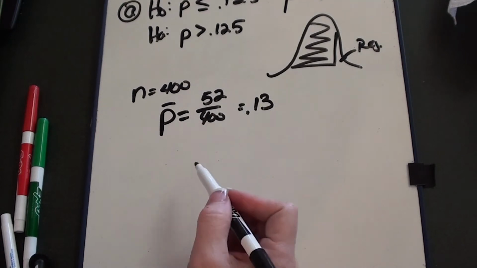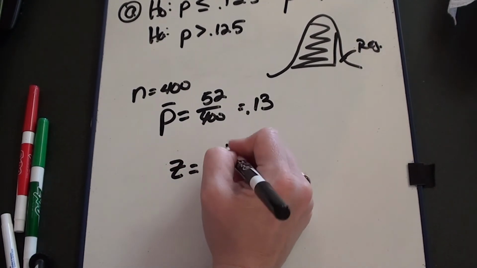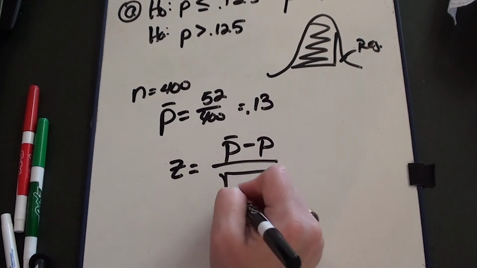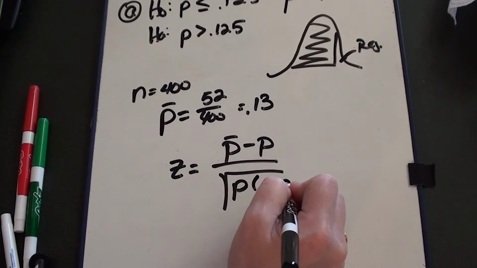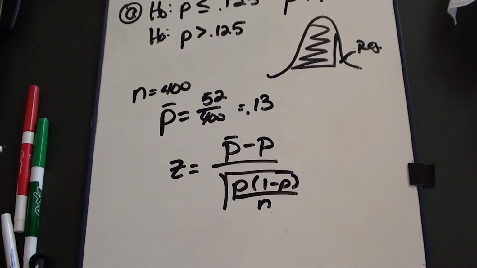Now we're ready to plug it into our formula for the test statistic. And when you're hypothesizing about proportions, you always use a z. And the formula for that is sample proportion minus population proportion divided by the square root of the population proportion times 1 minus the population proportion divided by the sample size. And that formula is on page 382.